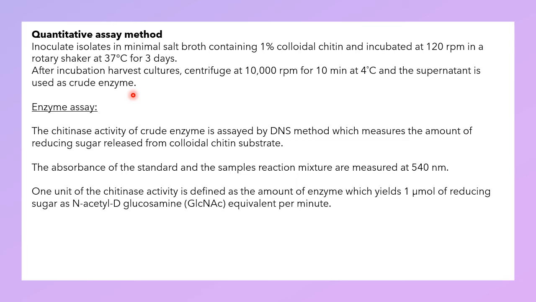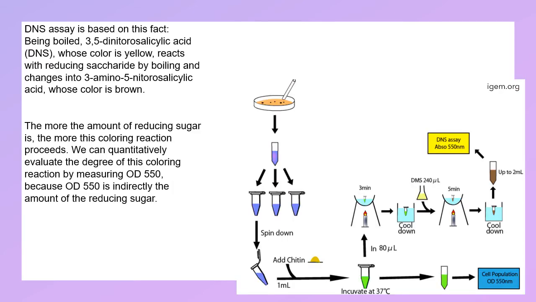The absorbance of the standard and the sample reaction mixture is measured at 540 nanometers. Sometimes you may find it is 550 nanometers as well, which is okay, it doesn't make much of a difference. So how will you define 1 unit of chitinase activity? One unit of chitinase activity is defined as the amount of enzyme which yields 1 micromole of reducing sugar equivalent per minute. Here the reducing sugar is N-acetyl D-glucosamine. Don't forget that.